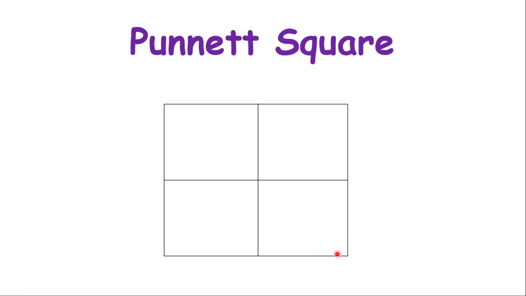Now, to solve genetic problems, we're going to use something called the Punnett square. A Punnett square is simply a box or a table with 4 parts to show you the resulting possibilities of offspring when you put parents together to mate.